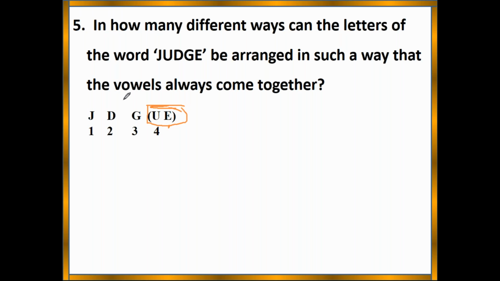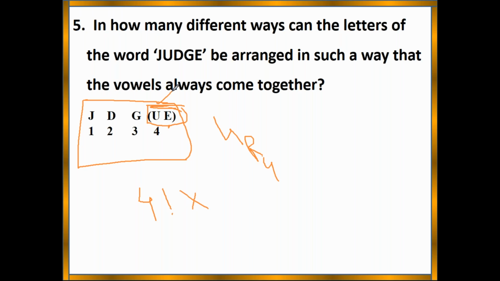Now, in how many ways can we form four-letter words with all four letters? 4P4, which means 4 factorial. Into the vowels, which are two. These two vowels are arranged in two ways: one is UE and the second is EU. So that is 2 factorial ways. So the answer is 4 factorial into 2 factorial.